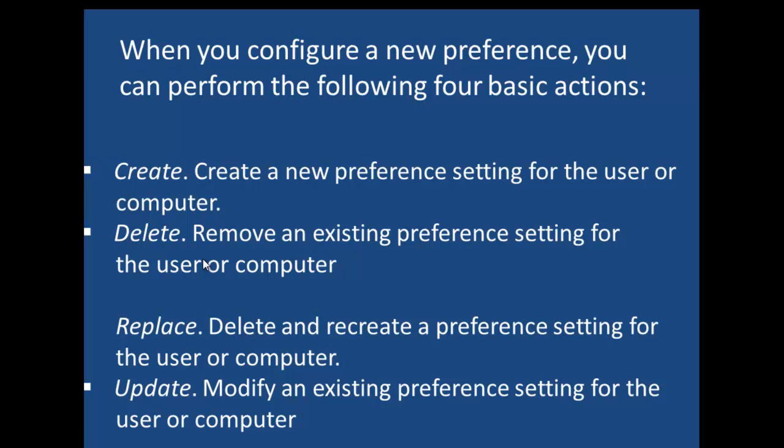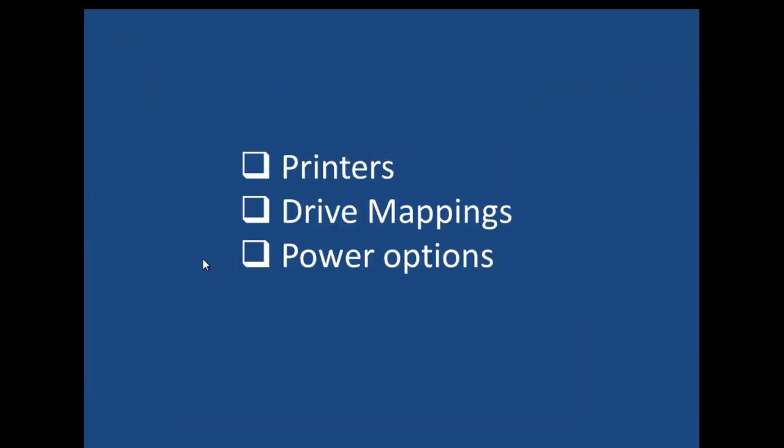When you configure a new preference, you can perform the following 4 basic actions: create, delete, replace, and update. For create, you're going to be creating a new preference setting for the user. For delete, you are able to remove an existing preference setting for the user. For replace, you can delete and recreate a preference setting for the user or computer. And for update, you can modify an existing preference setting for the user or computer. In our session today, we're going to be taking a look at preferences settings for printers, drive mapping, and power options.